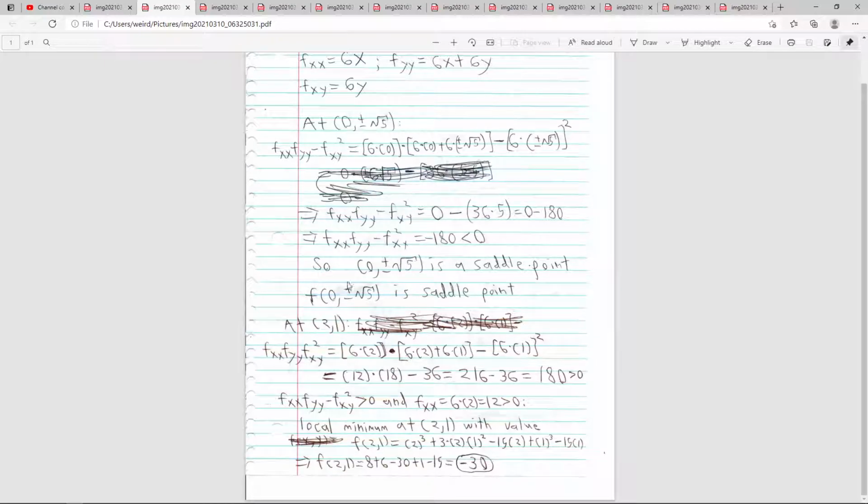Yeah, and the function at 0, plus or minus square root of 5, is a saddle point. You see it. At (2, 1), you plug in the same way as before, a little bit easier though. Plug in this value: 12 times 18 minus 36 will obviously lead to, again, 180, and that's positive. So it's positive, and f_xx is positive, because 6 times 2.